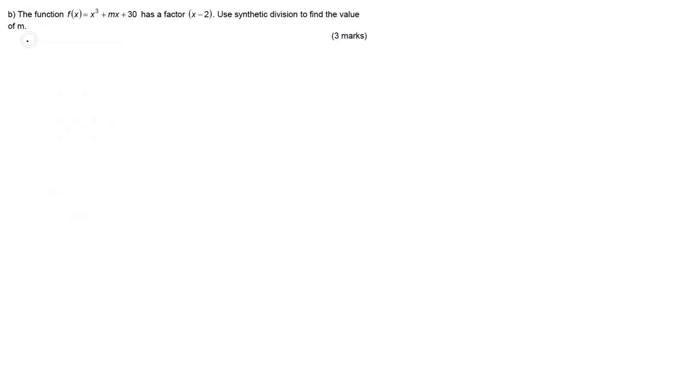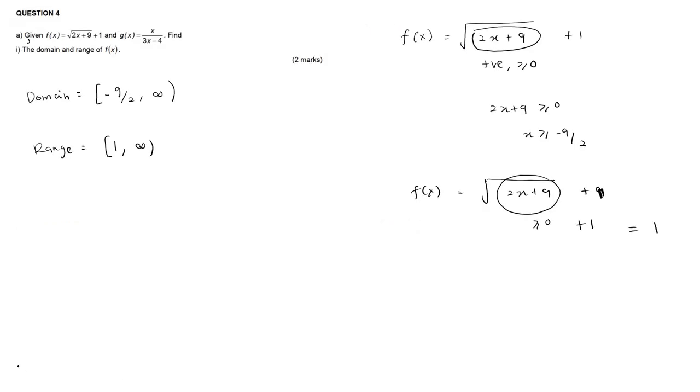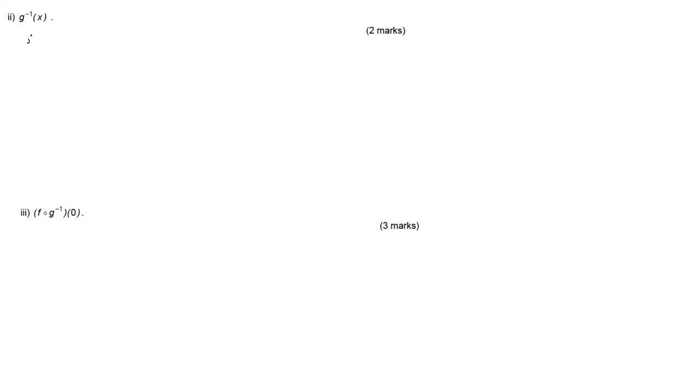Okay, inverse. g inverse is given. g(x) is x over 3x minus 4. To find the inverse, let kita assume g(x) is equal to y. So let y equal x over 3x minus 4. So we will alter this equation. We will edit until we get x on the left and whatever y is on the right.